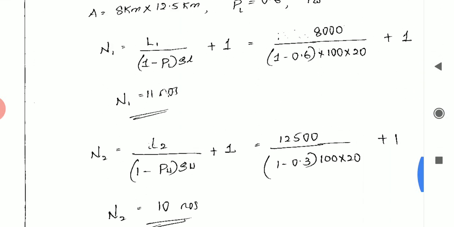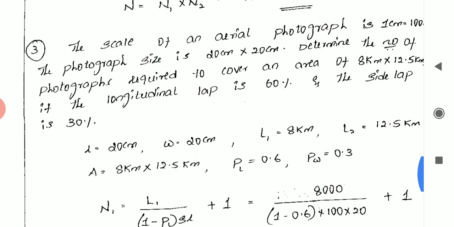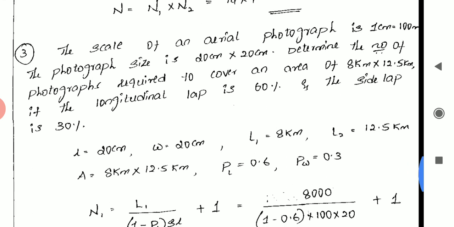Next, third problem. I will read it once again. The scale of an aerial photograph is 1 centimeter equal to 100 meter. The photograph size is 20 centimeter by 20 centimeter. Determine the number of photographs required to cover an area of 8 kilometers by 12.5 kilometers if the longitudinal lap is 60% and the side lap is 30%.